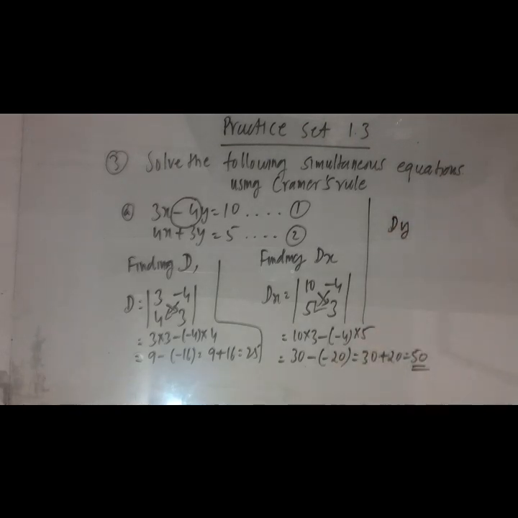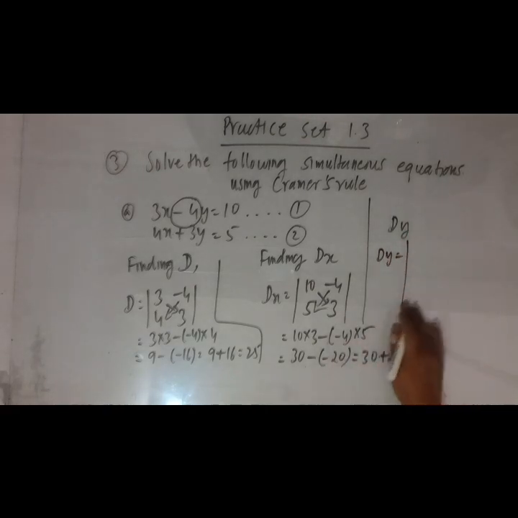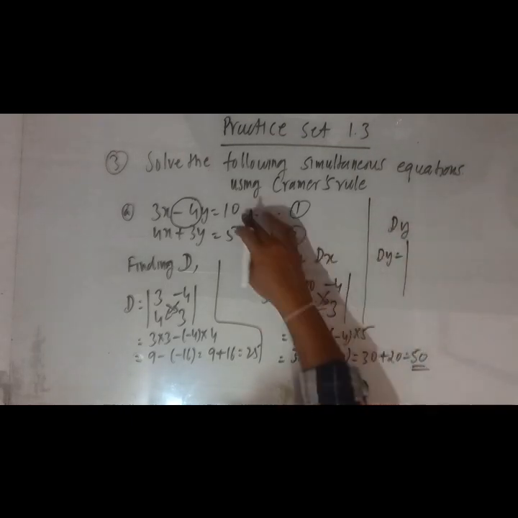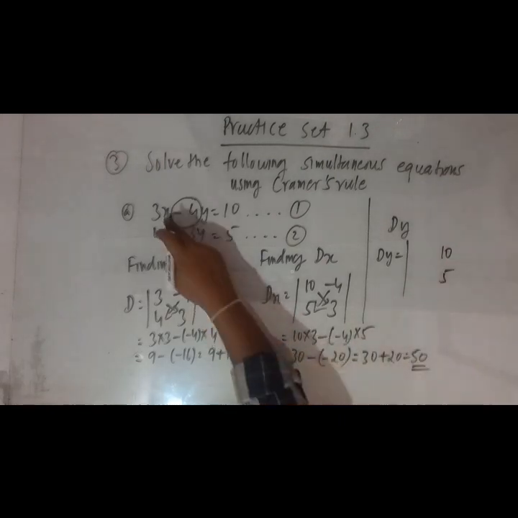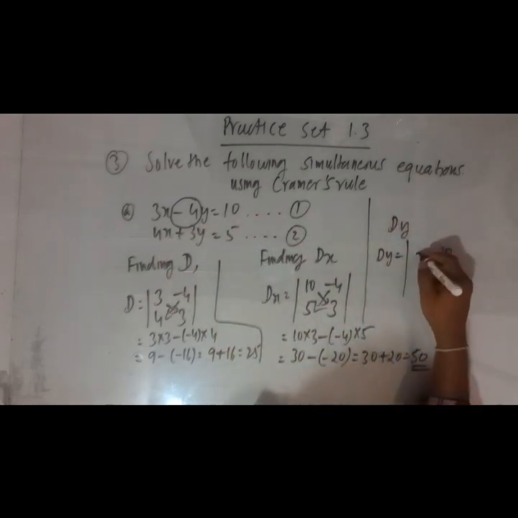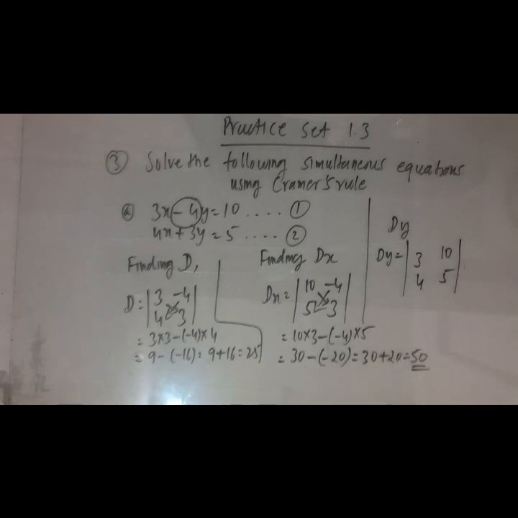Now let us find dy. How to find dy? To find dy, what you have to do? You have to write the determinant first. In place of y, now you will put these two values, 10 and 5, and the coefficient of x we will be writing like this, 3 and 7. Now you have to solve this determinant.